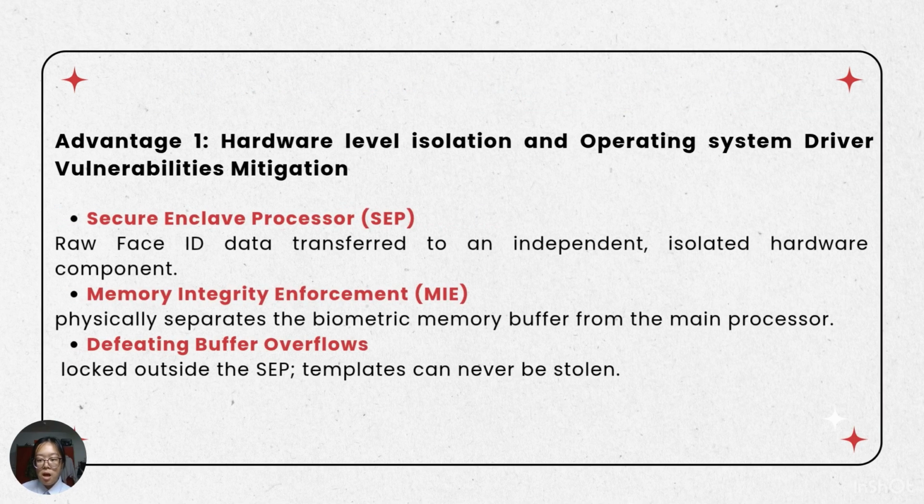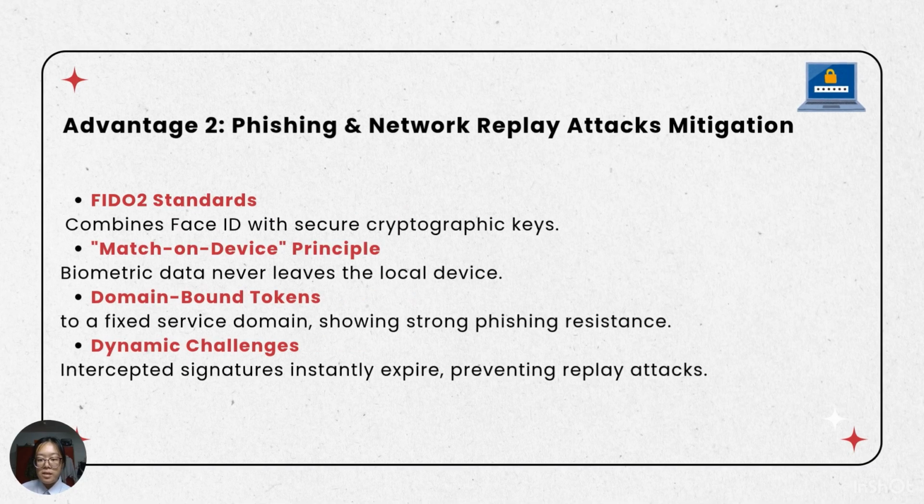First advantage is hardware isolation successfully defeats buffer overflows. Raw data goes directly to the secure enclave, while memory integrity enforcement completely locks hackers out of the biometric buffer. Second is phishing and network replay attack mitigation. Our FIDO integration provides powerful network defense. Under the match-on-device principle, biometrics never leave the chip, and domain-bound tokens combined with dynamic challenge fully block replay attacks.